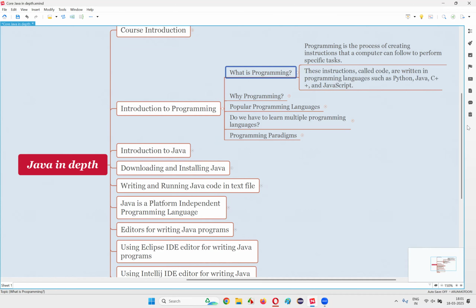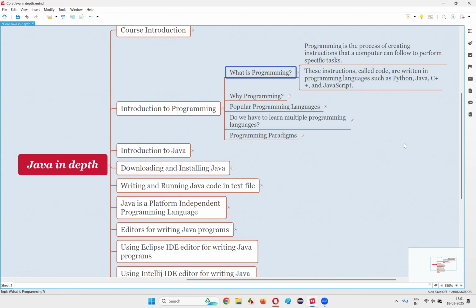So these instructions, we can call them code. Programs are code. Programming is a process of creating instructions, and those instructions are known as code, or you can call them programs. These are written in different programming languages. We can choose any of the programming languages for writing these programs, to give the instructions to the computer to perform specific tasks.